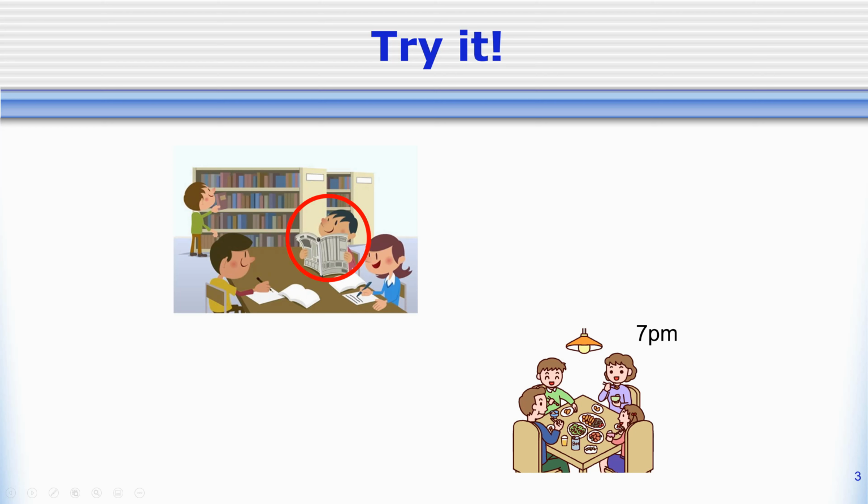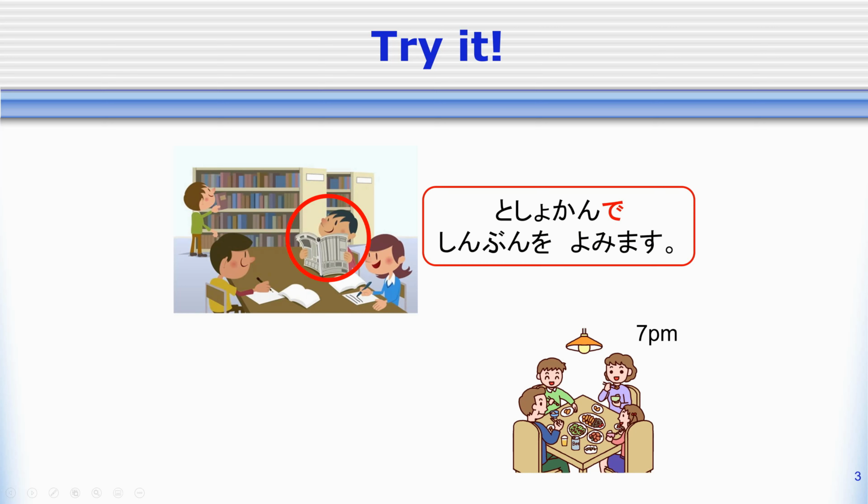Let's take a minute to think about it. Okay, what do you think this first one might be? So first of all, where are we doing it? 図書館で新聞を読みます。いいですね。So I read the newspaper at the library.